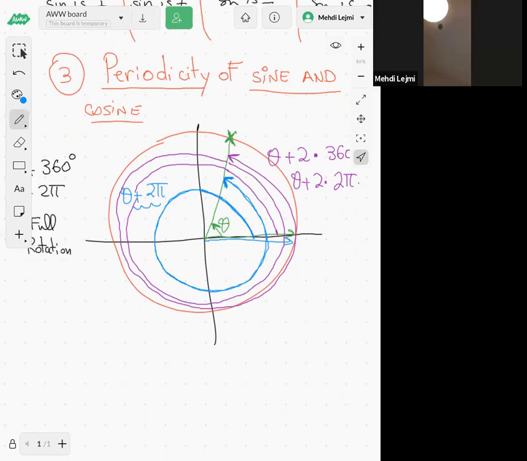But my point here, guys, is that we have an angle theta, and when you do a full rotation, you come back to the same place, the same side, the same point. And if you come back to the same point, then the cosine and the sine are going to be the same, because you still have the same x coordinate and y coordinate.